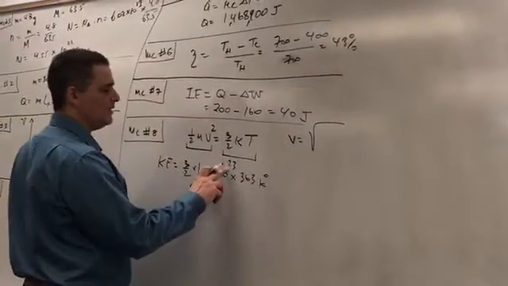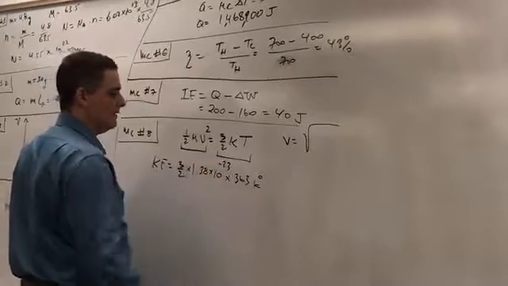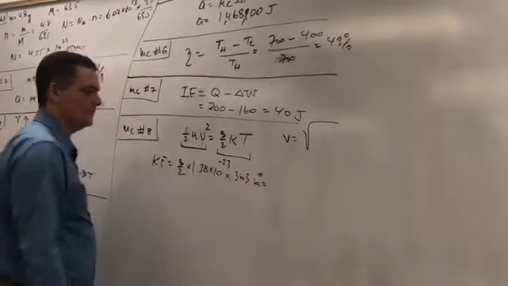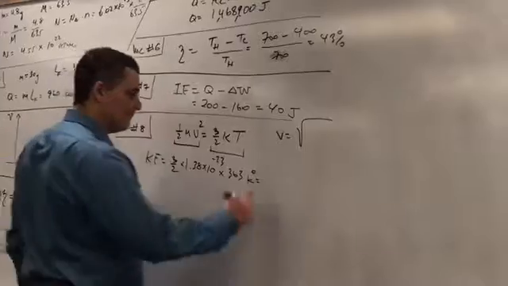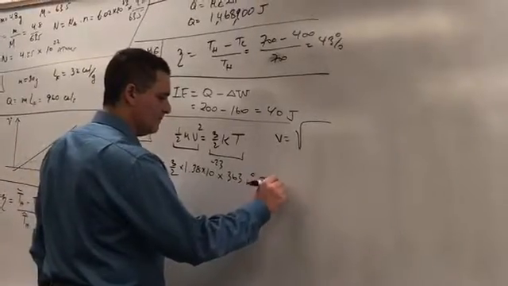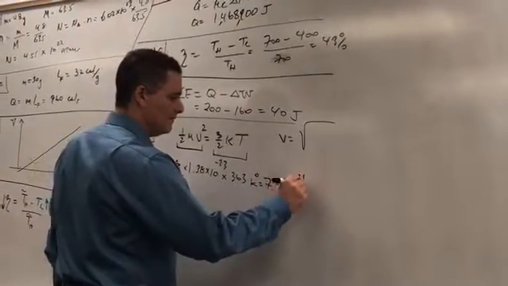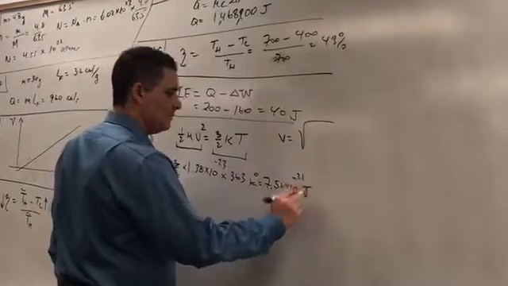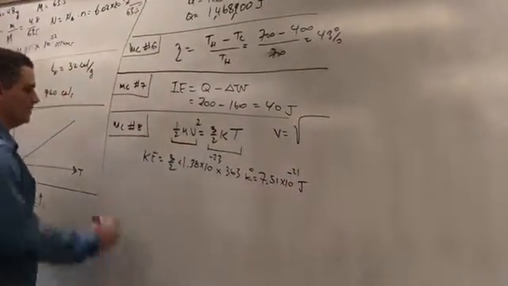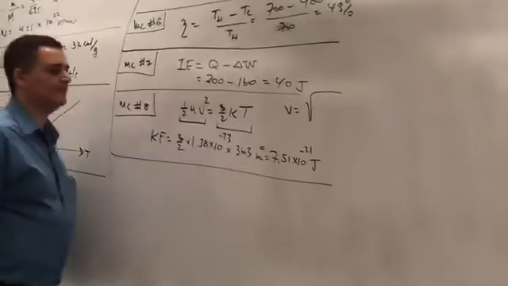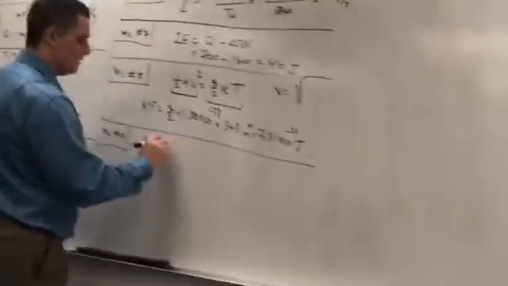It's 7.51. Is it 23 or negative 23? Negative. It's 7.51 times 10 to the negative 21 joules. Wow, so much easier. So much harder.